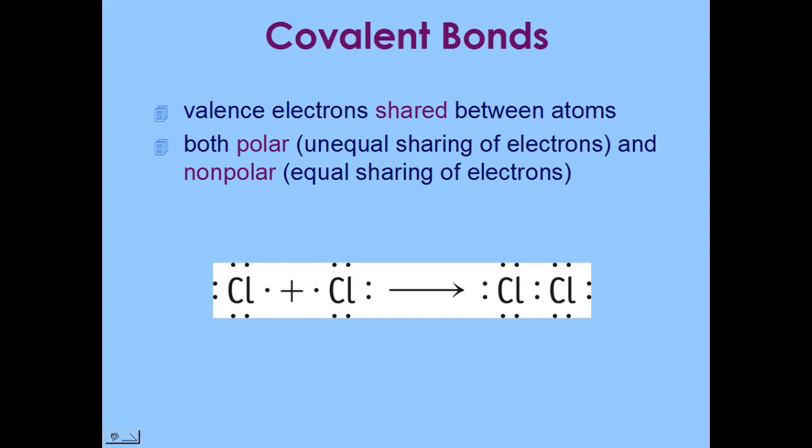We're going to spend a lot of time on covalent bonds, so I'm just going to briefly touch on this. You've already seen a lot of this in the lab we've been doing. This is when we share our electrons. This happens to be a non-polar covalent bond because the electrons are distributed equally between the two chlorine atoms, but we will also have polar bonds where the electrons are not shared equally.